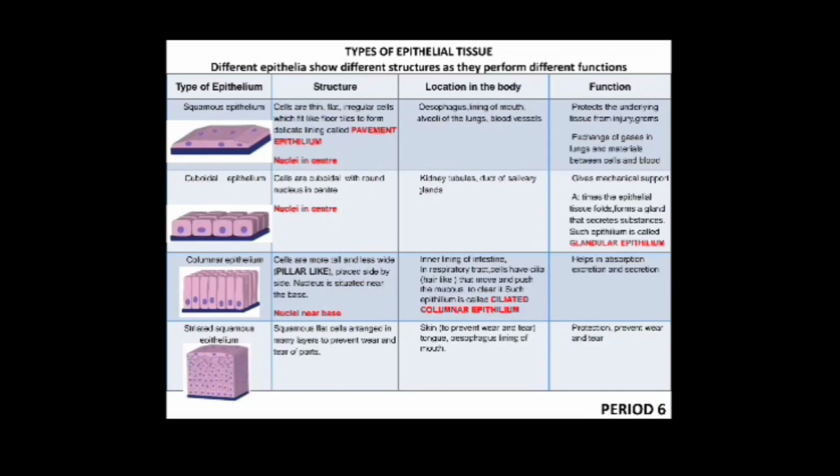Then lastly, stratified squamous epithelium. So, as you all know, squamous cells are flat cells arranged in many layers to prevent wear and tear of parts. Where they are located? In the skin to prevent wear and tear, in the tongue, esophagus, lining of the mouth. And the function is there, protection and prevents the wear and tear.